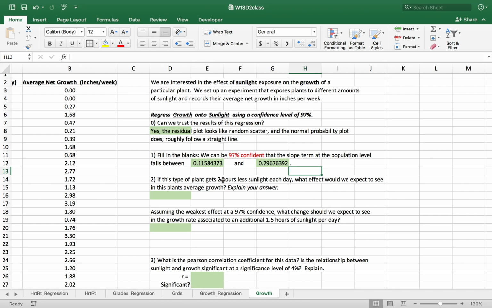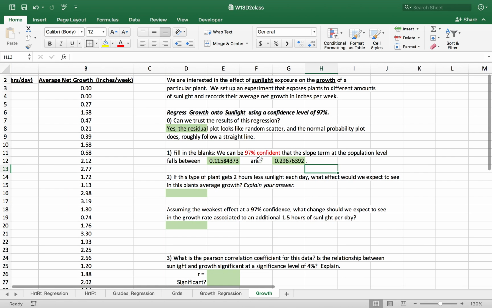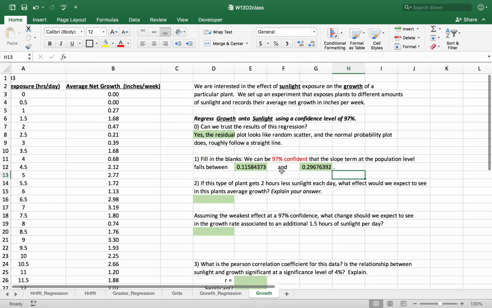So a couple of things that we can say about this. Our slope is definitely a positive slope. So if we have a significant correlation here, the relationship should be as we increase the sun exposure, the net growth per week is also going to increase. And we can even describe sort of the effect using the slope, but I think there's a question about this a little later on.